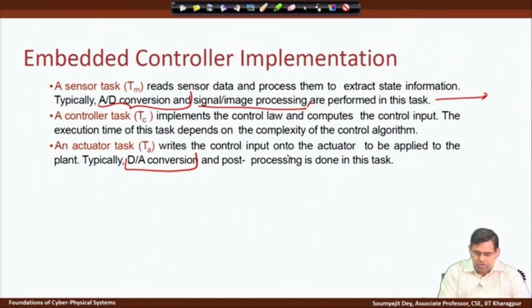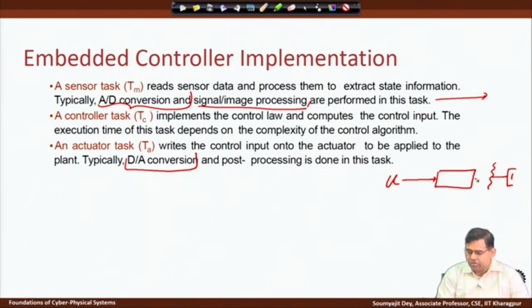And for the actuator side, like I said, you have computed a control input, but when it is going to reach the actual actuator, it may be some mechanical device, and that may need some conversion from these control values to some suitable converted values which this mechanical device's input is going to understand. So, you will also have a separate software logic which will do all those things, and that is what we can abstract out here in our analysis as an actuator task.